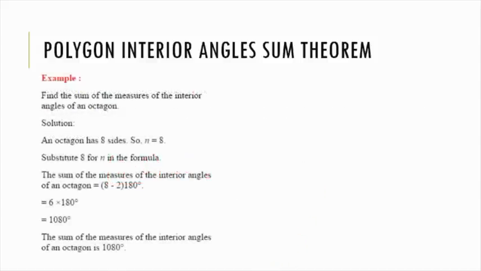So here's that example just written out for you a little better. Find the sum of the measures of the interior angles of an octagon. An octagon has 8 sides, so n equals 8. Substitute 8 for n in the formula. The sum of the measures of the interior angles of an octagon equals 8 minus 2, all times 180. If I simplify that out, I get 1080 as the sum of the measures of the interior angles of an octagon.